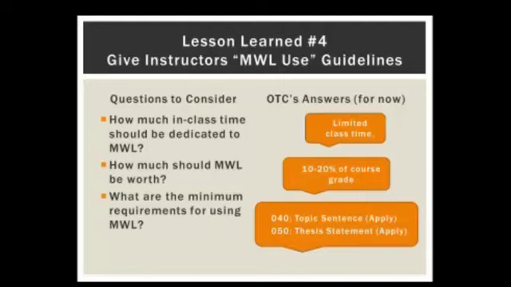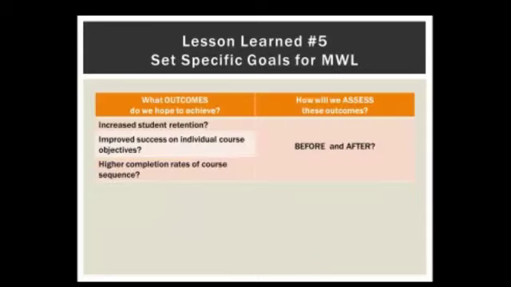So in our lowest level of developmental English, this was the MyWritingLab topic sentence apply section, and in 050 it was the thesis statement apply section. We specifically chose these because in 040 writing a good topic sentence is one of our course objectives, and in 050 good thesis statements is one of our objectives. So we felt that these particular sections aligned with the objective, and beyond this, the instructor could choose what else they wanted to use.